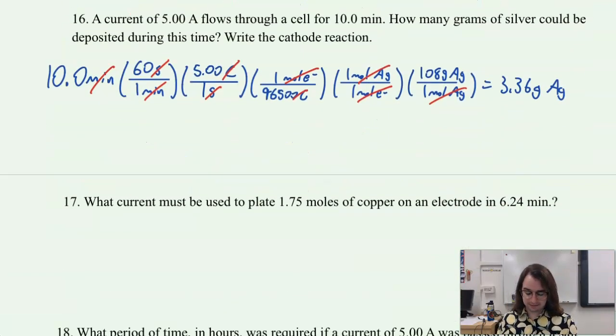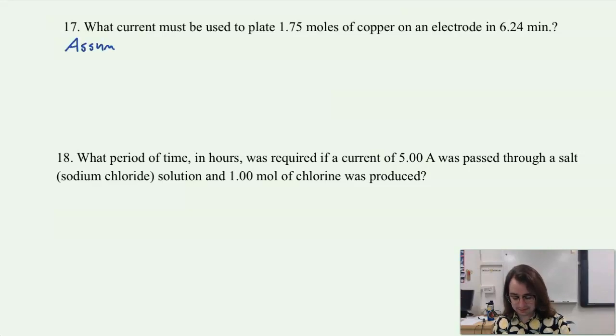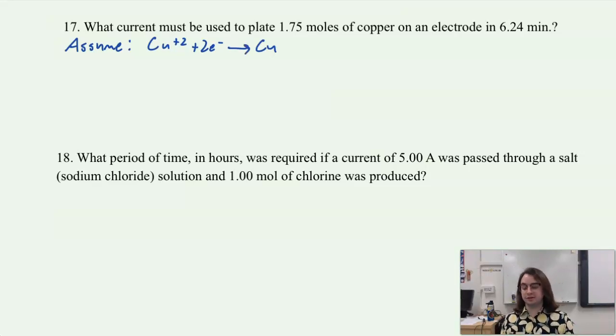So let's look at another one. What current must be used to plate 1.75 moles of copper on an electrode in 6.24 minutes? Let's make a couple assumptions here. Let's just assume that the copper they're talking about is copper plus 2. It'll make the problem a little more straightforward. But this is a little different this time, right? This time they are looking for current. So the thing I'm interested in is amps. And I am given moles, and I'm given time.